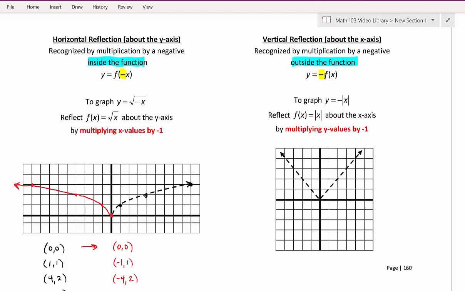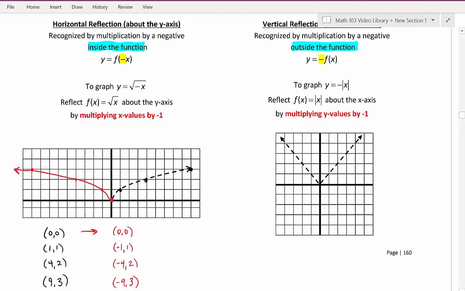In order to graph y equals negative absolute value of x, we're going to start with our parent function, f of x equals the absolute value of x, and we're going to reflect it about the x-axis. To get the correct points, we're going to multiply the y values by -1. It's a vertical reflection, so this time we're multiplying the vertical component, the y value, by -1 to flip it down.